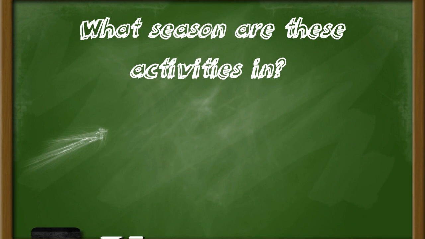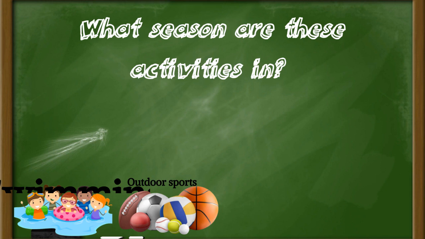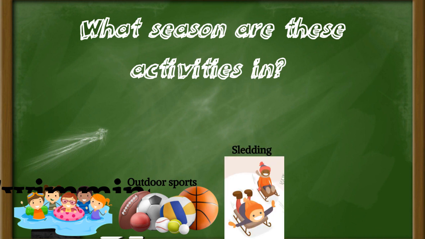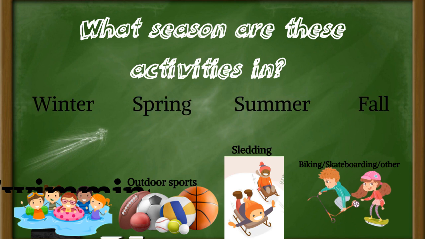The 4 activities we are going to look at are swimming, any kind of outdoor sports like football, baseball, basketball, sledding, and then things like bike riding, rollerblading, skateboarding. These are all different kinds of examples of outdoor activities. I put them on the screen so you can see them. What I want you to do on your pieces of paper is write down these 4 activities and also write down the 4 seasons. I'll put them up on the board for you: summer, fall, winter, and spring.